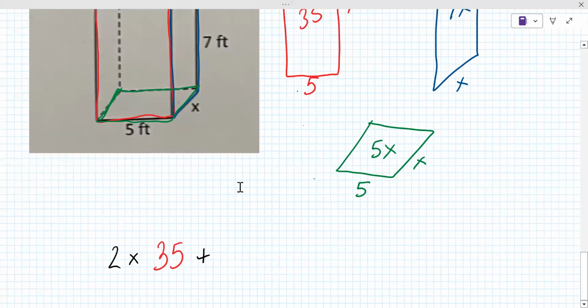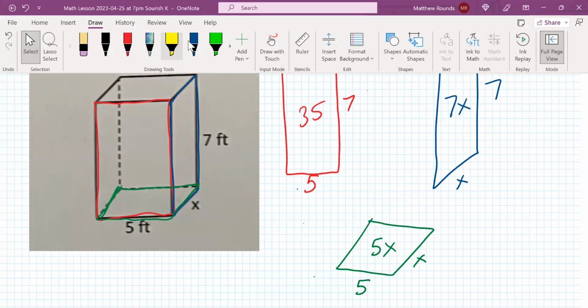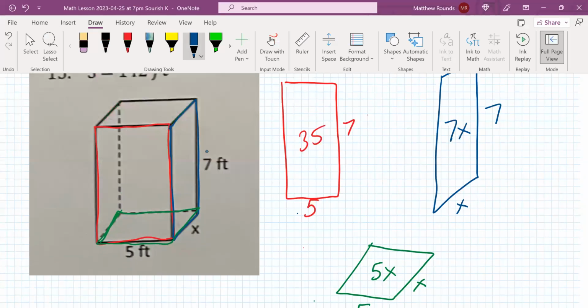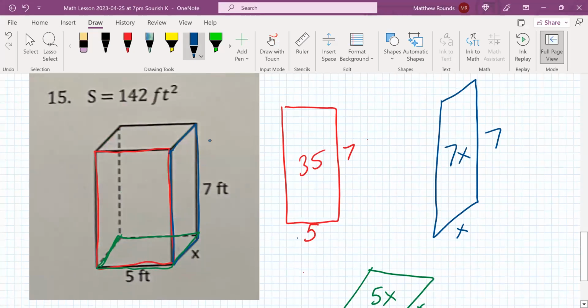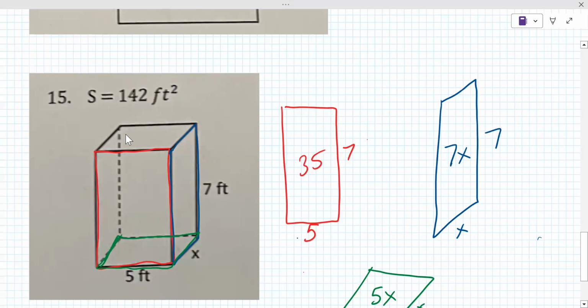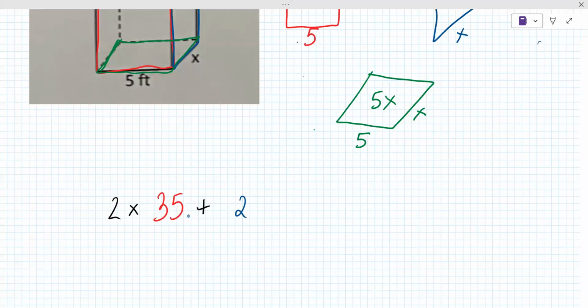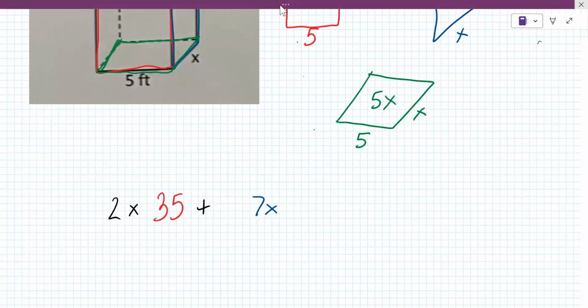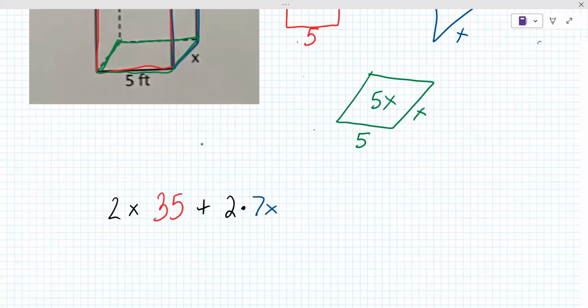Okay. How many of the blues do you have? There's one on the right and one on the left. There's 2. So there's 2 times 7x.